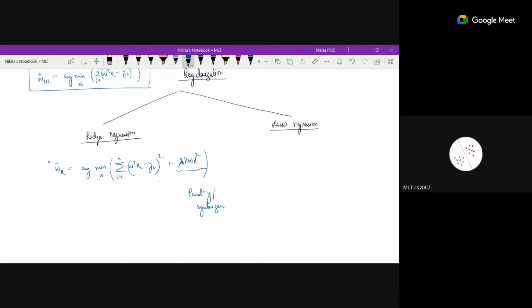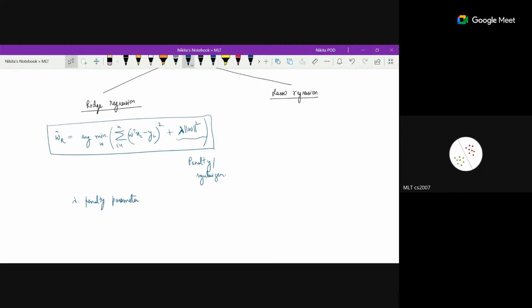Okay, wait, so this is my W hat R, right? And the lambda is my penalty parameter. Now what happens when my lambda is equal to 0? What happens when my lambda is equal to 0?